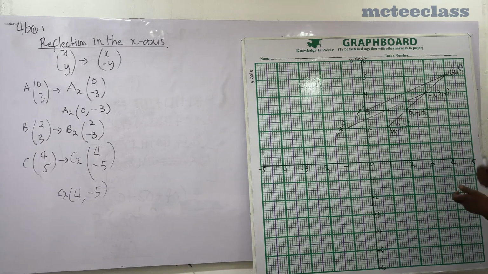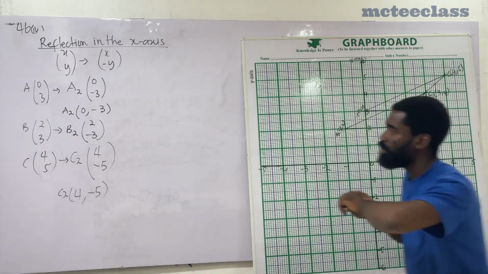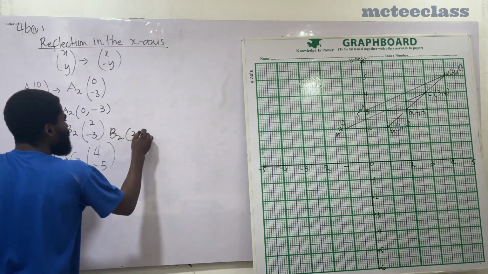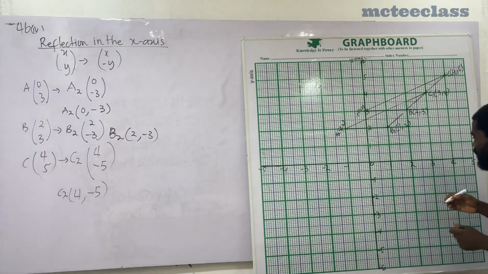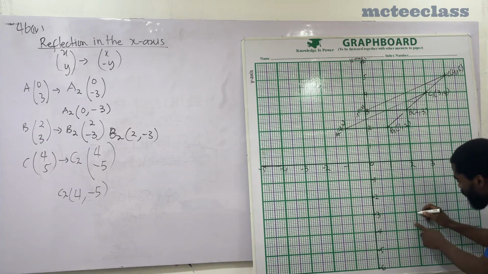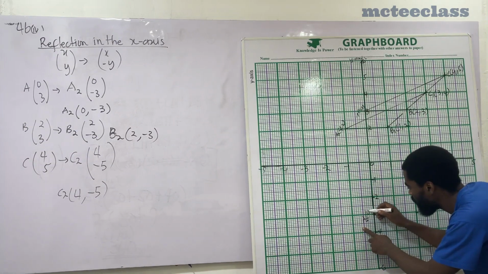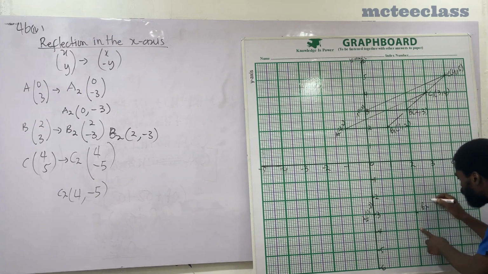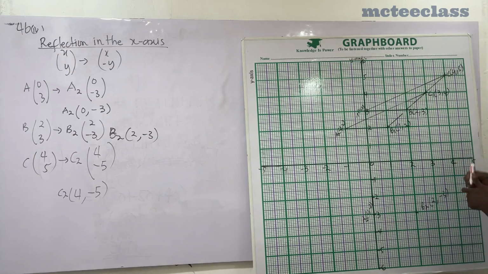Okay, let's go. Then B, we have B2: 2, negative 3. So for (2, negative 3), I look for 2 on my x-axis, that is it, and negative 3 here. This is how I should label the point. Very important. Let's label. So A2 equals (0, negative 3). Then B2 equals (2, negative 3). Let's see if by counting we'll get that.